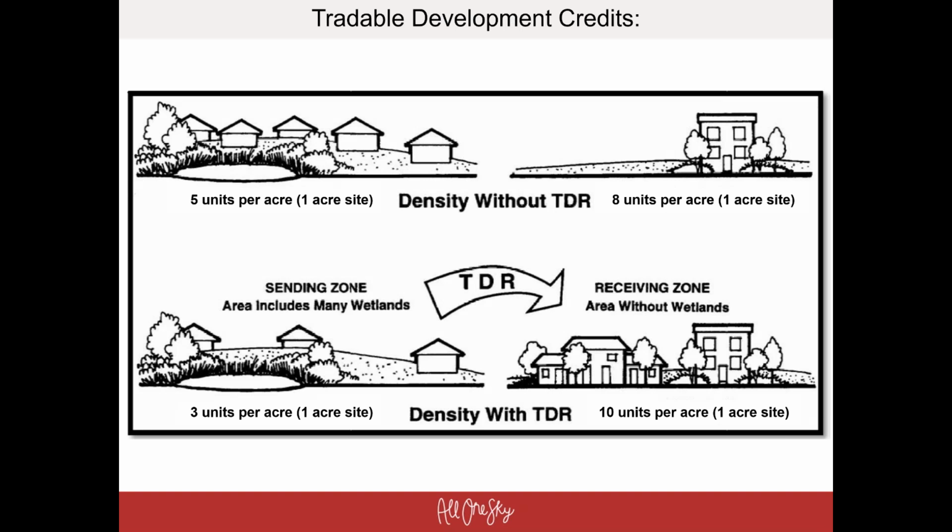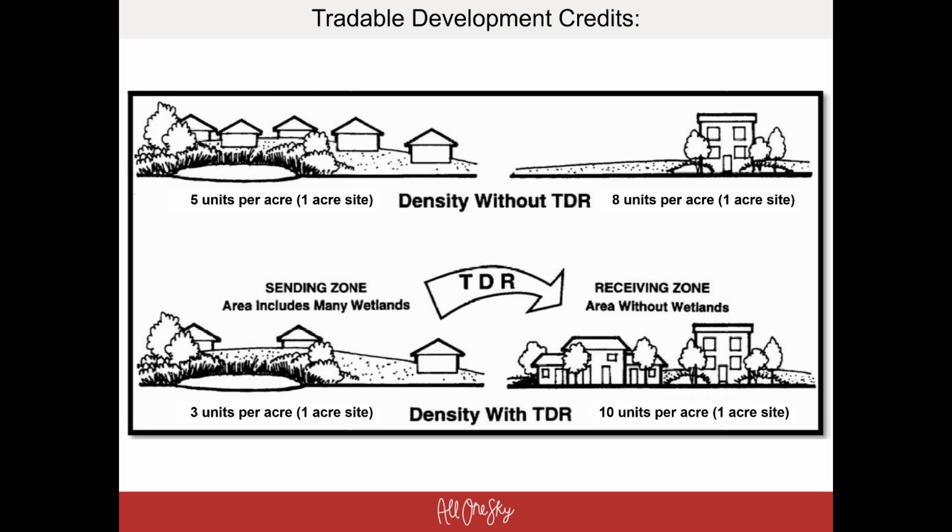Another tool that we were looking at was tradable development credits, and there's discussion within the literature that these could be used to facilitate a program of managed retreat. They work in combination with zoning laws. What they do is allow the ownership of the development rights on a privately owned piece of land to be separated from the ownership of the parcel of land itself.